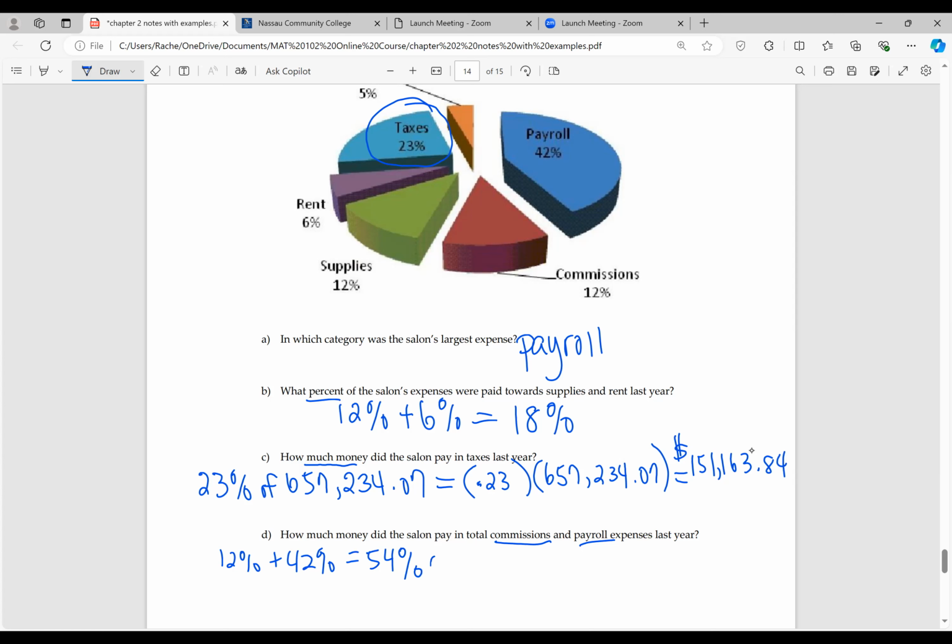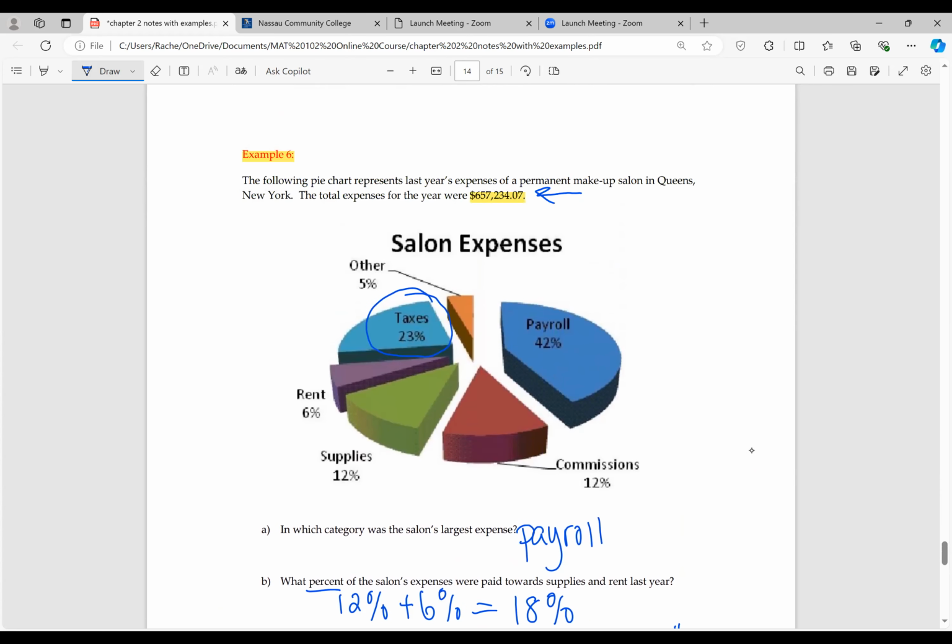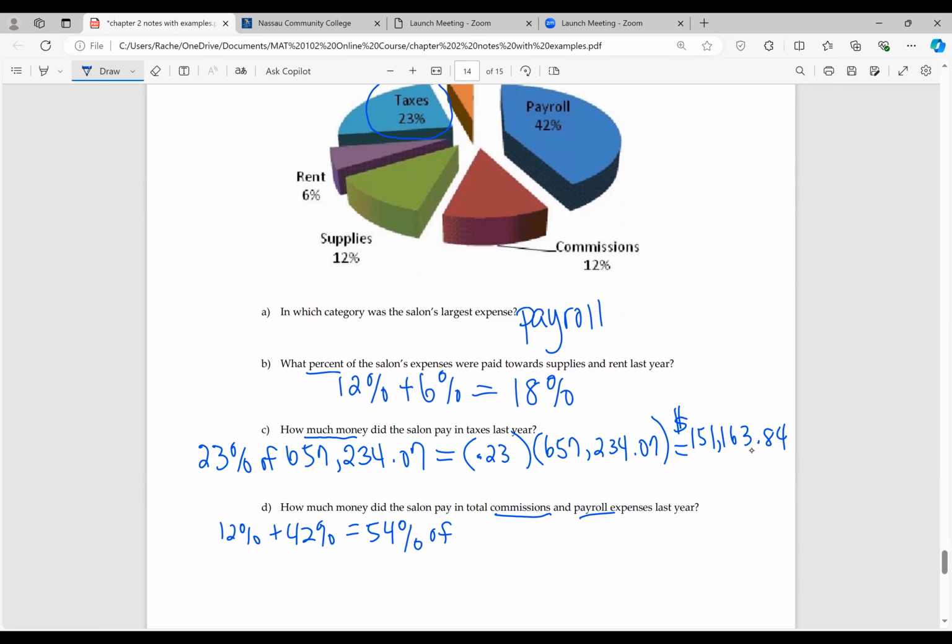But we have to take 54% because I want the money amount. How much money is that? And again, that's 54% of the total expenses, which is the 657,3407. So we have to take 54% of the 657,3407. And we're going to do it the same way we did in the previous part. So convert 54% to a decimal. So that's going to be 0.54. And we have to multiply that by 657,3407.